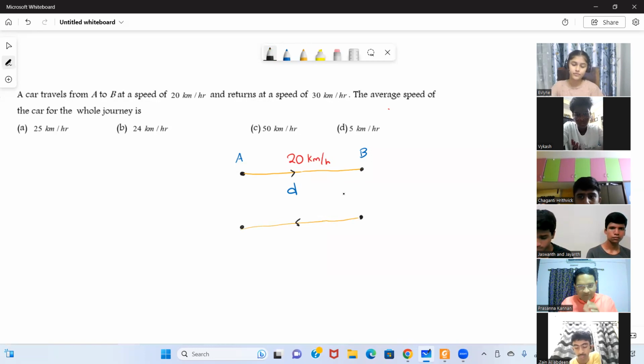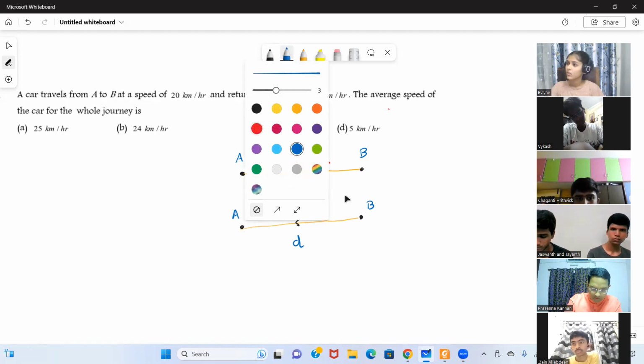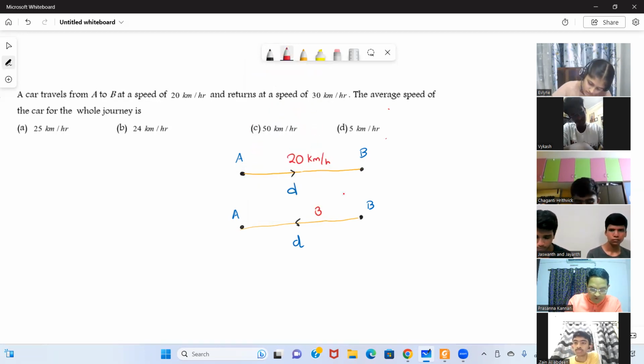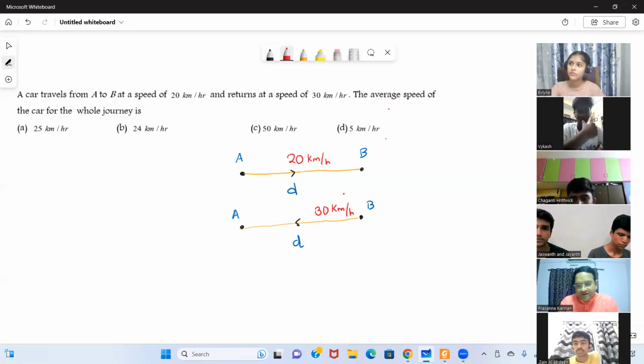What is implicitly given and to be understood is the same distance. A to B, whatever the distance was, the same is going to be from B to A as well, right? Now, do you think the time it will take in both cases will be the same or different? On the return journey, it will reach faster. Don't you think so? It's traveling at a higher speed, correct or not? So it will reach faster, so it will take less time, correct?